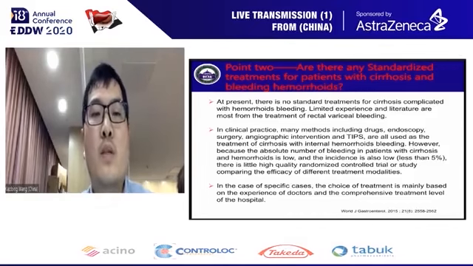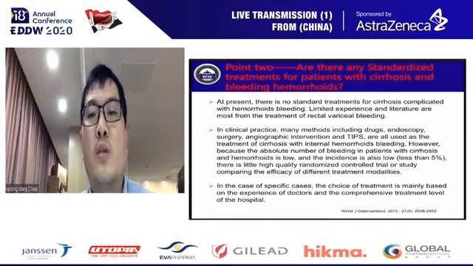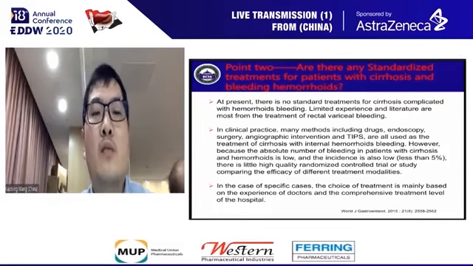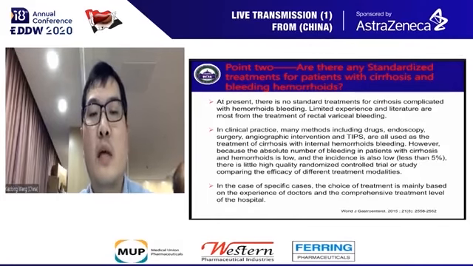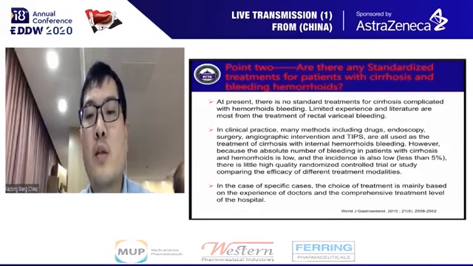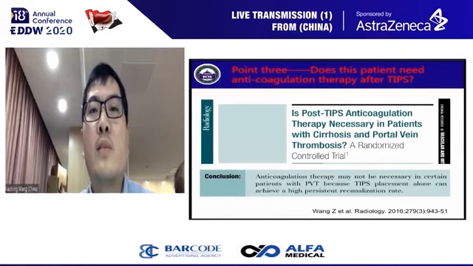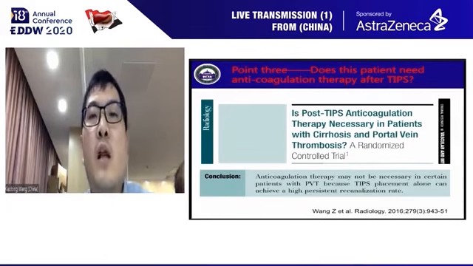However, because the absolute number of bleeding patients with cirrhosis and hemorrhoids is low, and the incidence is also low, usually less than 5%, there's little high-quality RCT or study comparing the efficacy of different treatment modalities. In specific cases, the choice of treatment is mainly based on the experience of doctors and the comprehensive treatment level of the hospital. Point 3, does this patient need anticoagulation therapy after TIPS?